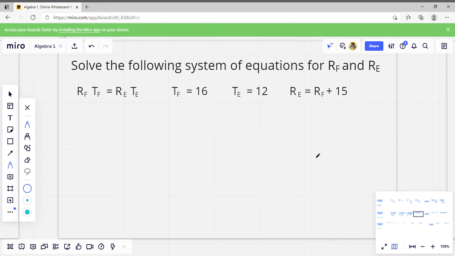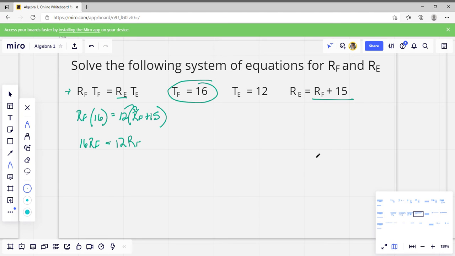We'll use this first one as our base. TF is 16. We need to fit that in, so RF times 16. TE is 12, and then RE equals, okay, so if TE is 12, go ahead and put that in. Now we're multiplying it times RE, which is RF plus 15. That would be 16 RF equals 12 times RF. We got a rainbow right there. Plus 12 times 15.